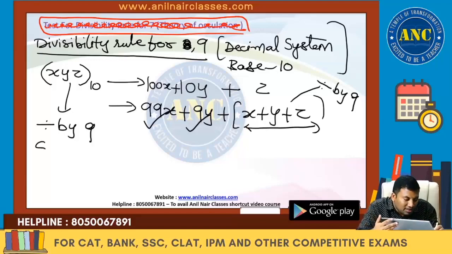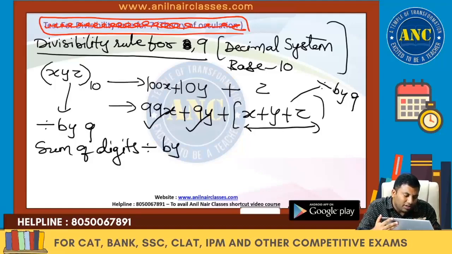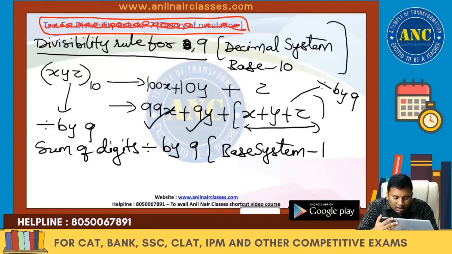Are you all with me? Sum of the digits. Extremely mesmerizing concept, sir. Sum of the digits should be divisible by 9 in base system 10. I hope it is clear.